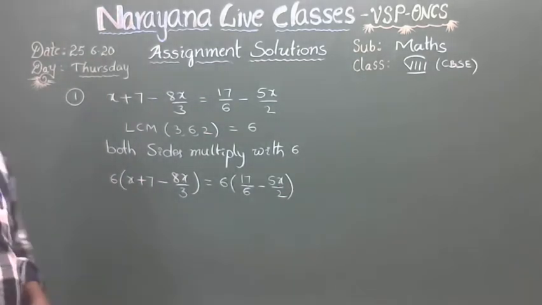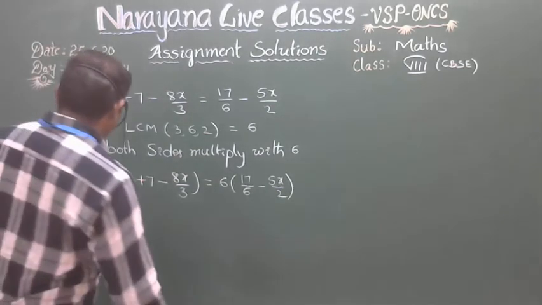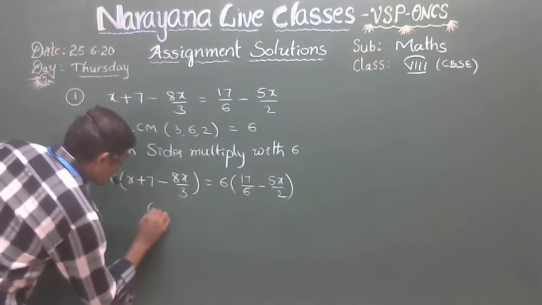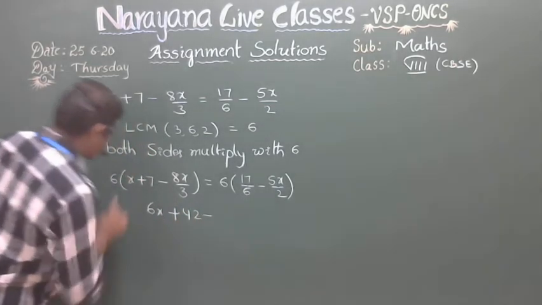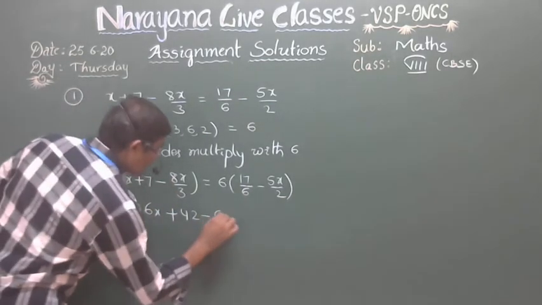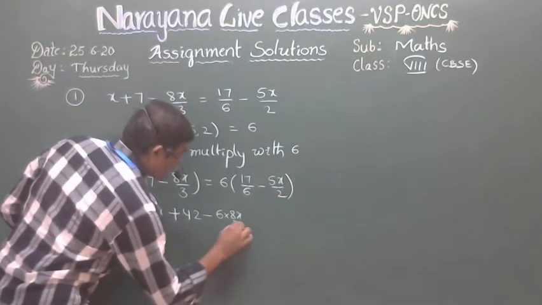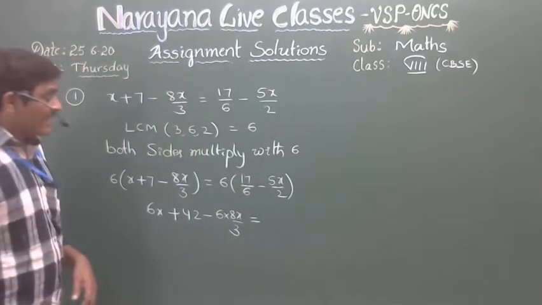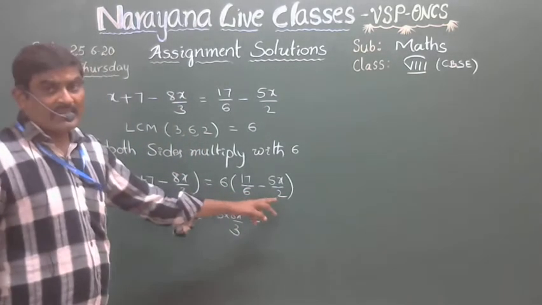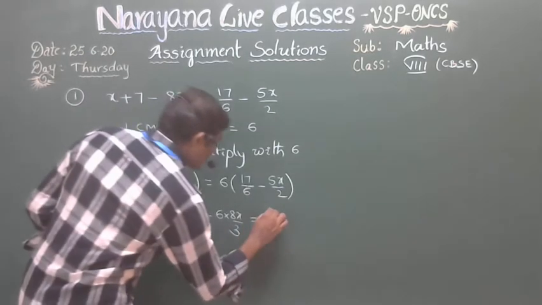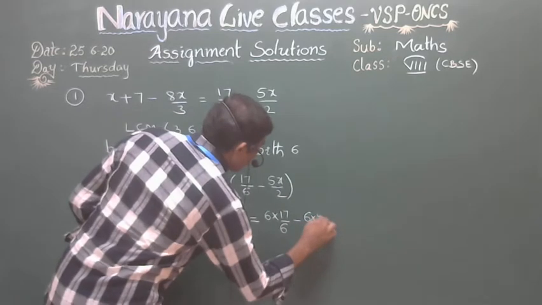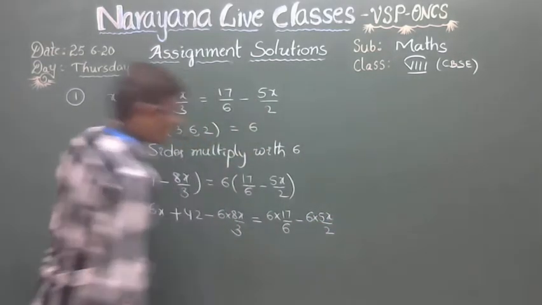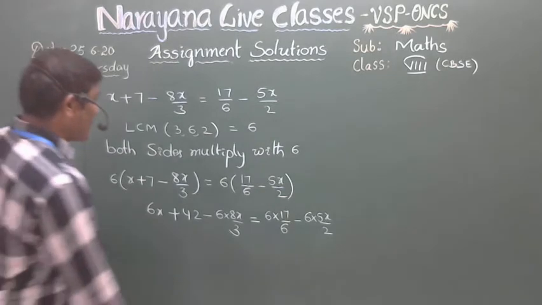Now in the left hand side we have 3 terms. All the 3 terms will multiply with 6. Then what you will get? 6 into x, 6x plus 6 7s are 42 minus 6 into 8x by 3, equal to right hand side. Both the terms multiply with 6: 6 into 17 by 6 minus 6 into 5x by 2. Done.